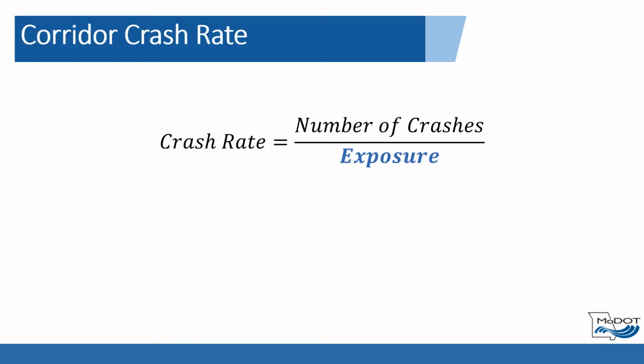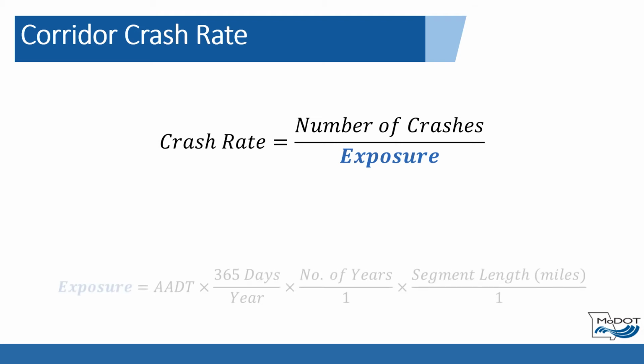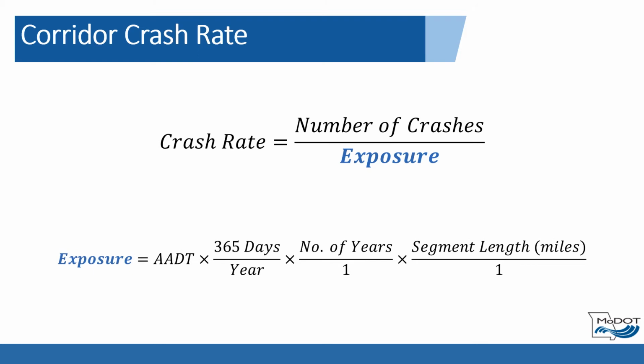Crash rates are calculated using a combination of crash frequency and vehicle exposure. The crash rate is equal to the number of crashes divided by exposure. Exposure is equal to AADT multiplied by the number of days in a year, number of years, and the segment length in miles. Crash rates are expressed as either crashes per 100 million vehicle miles traveled for section analyses, or in crashes per 1 million entering vehicles for intersection analyses.